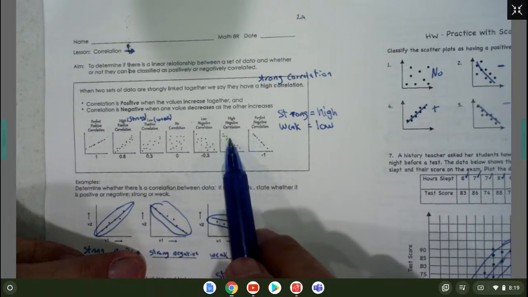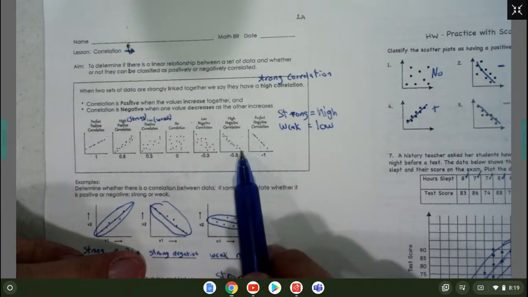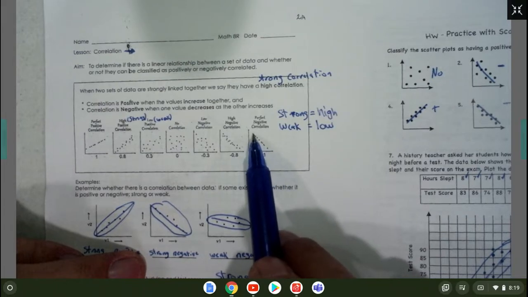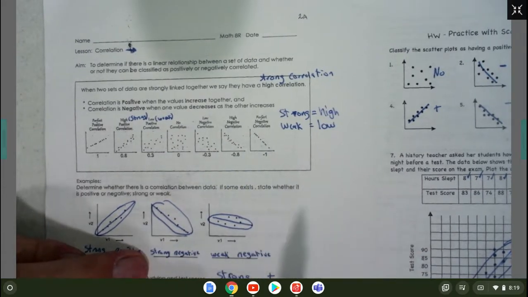Here's a high negative correlation. The points are a little more bunched up, but they're also decreasing. Right, as we go to the right, they're decreasing. And then we have a perfect negative correlation where, this is pretty much a perfect line here, and it's decreasing, right? It's going down. All right, so then the next thing I asked you guys to do was 1 through 4 down here at the bottom.